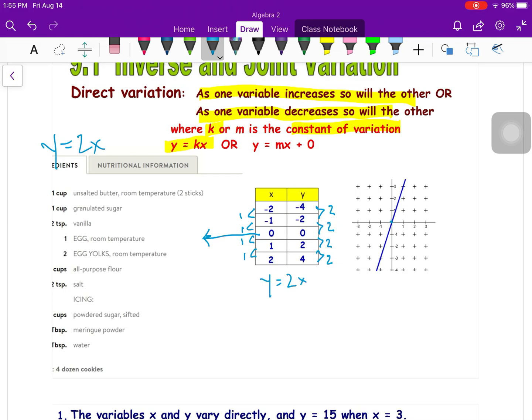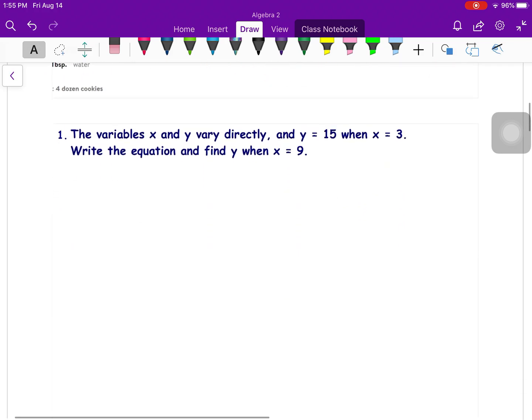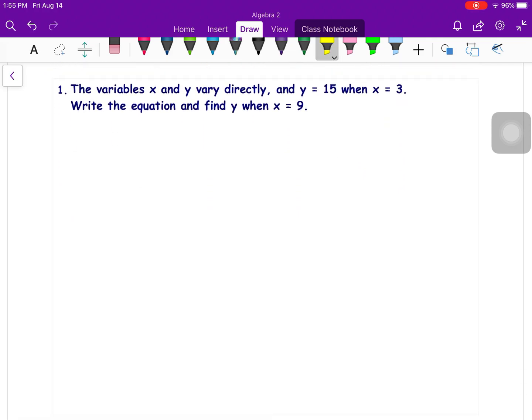Here is a graph. This one is y equals 3x because I go up 3 over 1. And notice the y-intercept is still 0, 0. So when you read these, the variables x and y vary directly. The minute you see the word vary, you're going to write equals k. And if it's directly, it's going to be y equals k times x, because direct means to multiply by x.